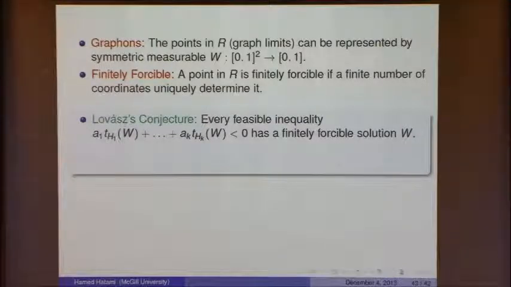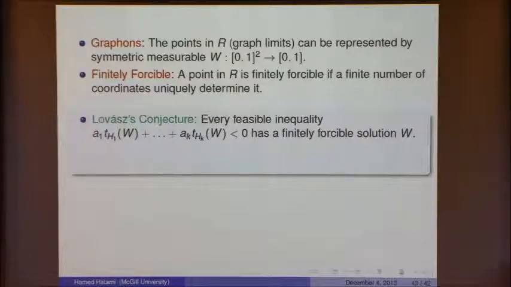I talked to Balazs and Laszlo. It's just, there's really not even a partial result. Another equivalent way of saying it is that, suppose I give you some densities, say density of edge, density of triangle, density of 4-cycle, and so on, and we know that there are some graph limits that satisfy these densities. Can I fix more densities to get a finitely forcible graphon? It might be possible, it might not.